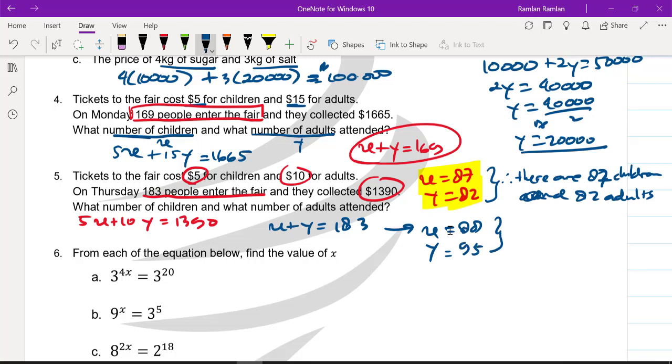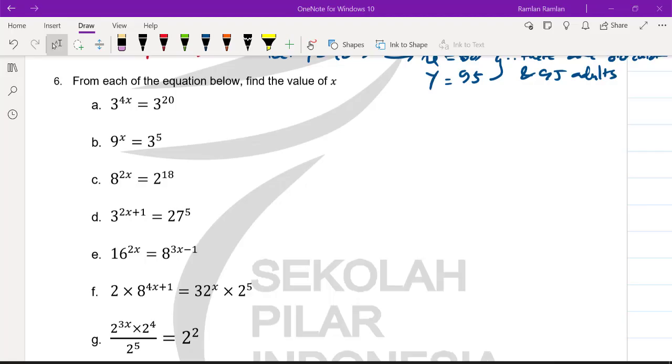Then again, you can write down the conclusion as a sentence. So there are 88 children and 95 adults. Okay, number 6. From each of the equations below, find the value of x.